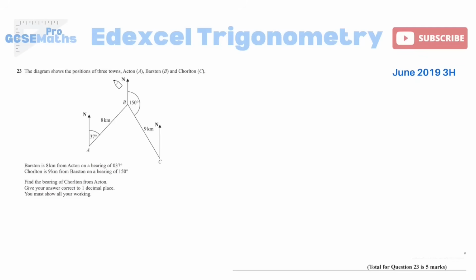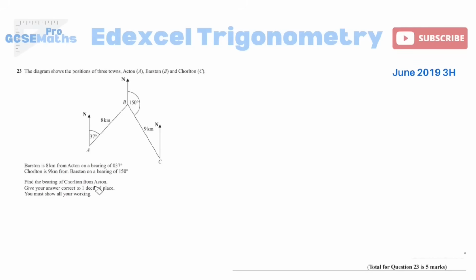So the diagram shows the positions of 3 towns. Acton A, Barston B, and Chorlton C, ABC. They've then given us this information that they've also obviously drawn on to the diagram. Barston is 8 kilometres from Acton on a bearing of 37 degrees, and Chorlton is 9 kilometres from Barston on a bearing of 150 degrees. Find the bearing of Chorlton from Acton to 1 decimal place.